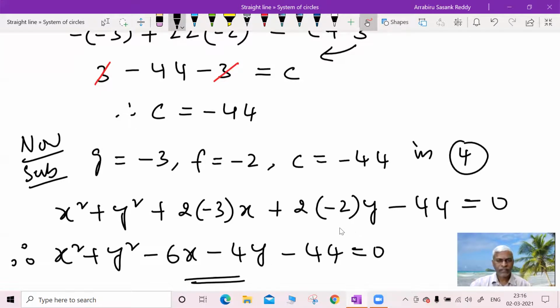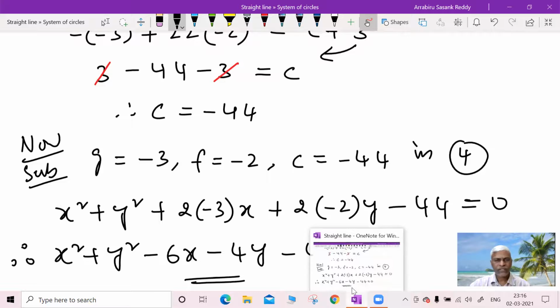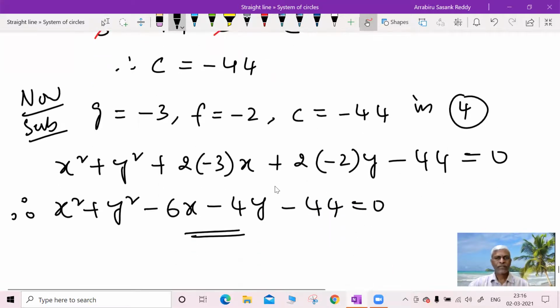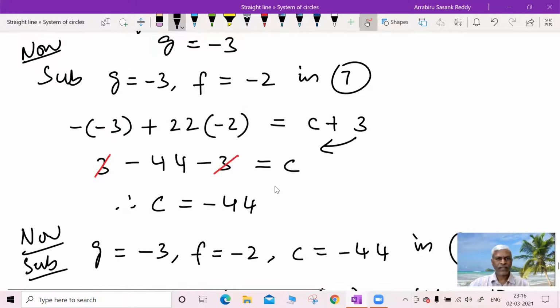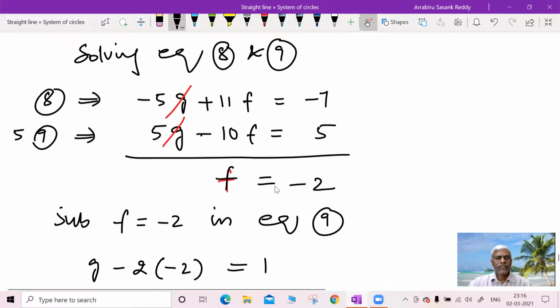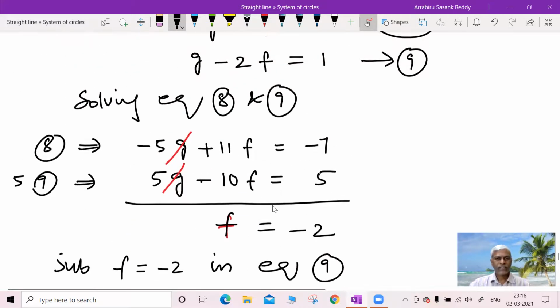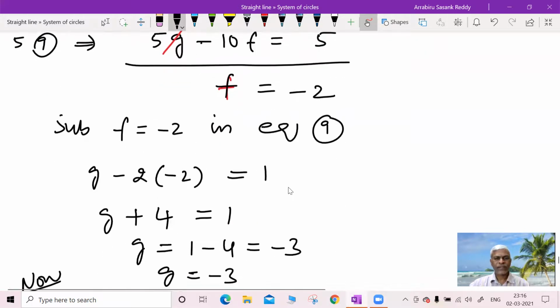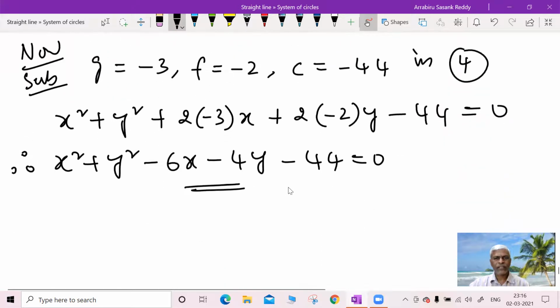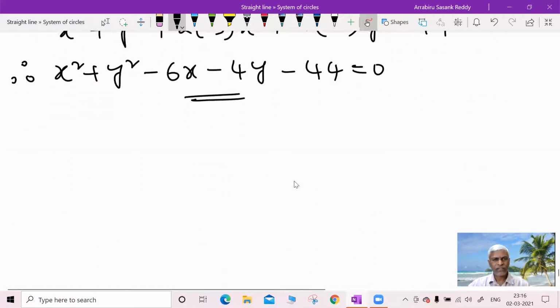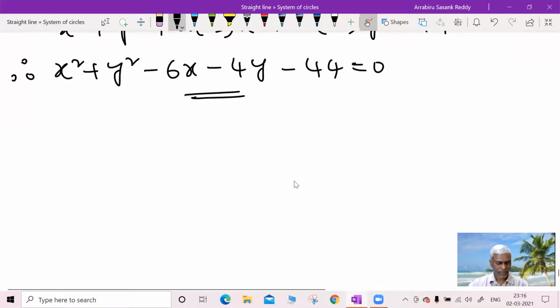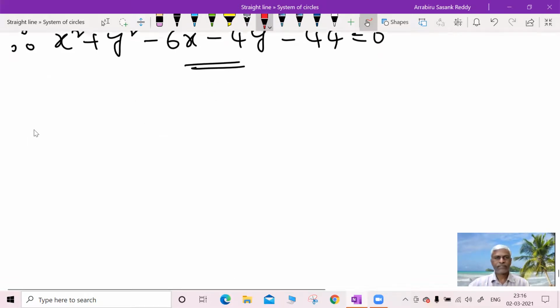As simple as that, circle questions. Substituting the GFC values, finding the 3 equations in GFC by using the conditions and solving them, eliminating C first and then solving them for G and F. We get these values. Now let us solve one more question.